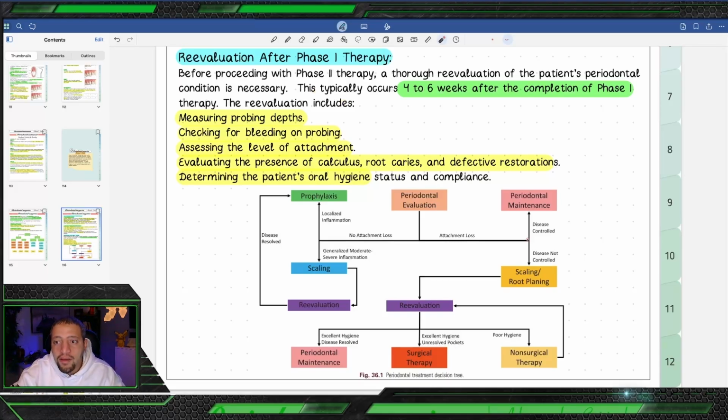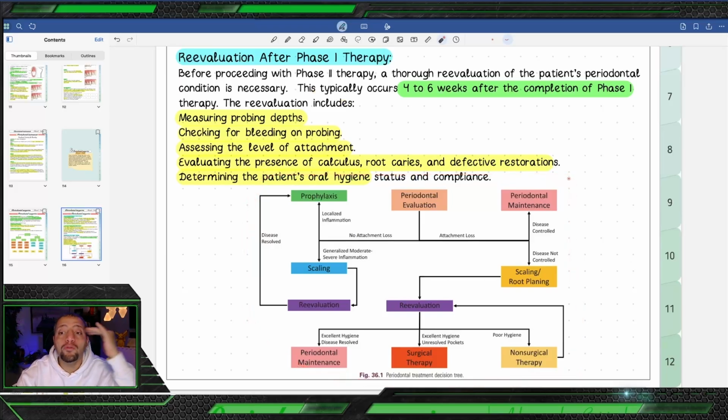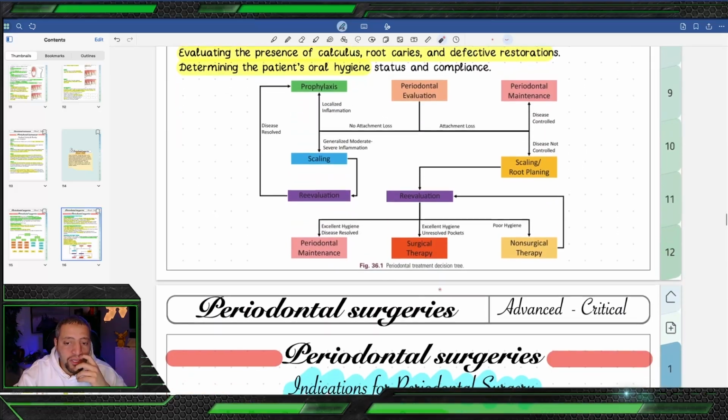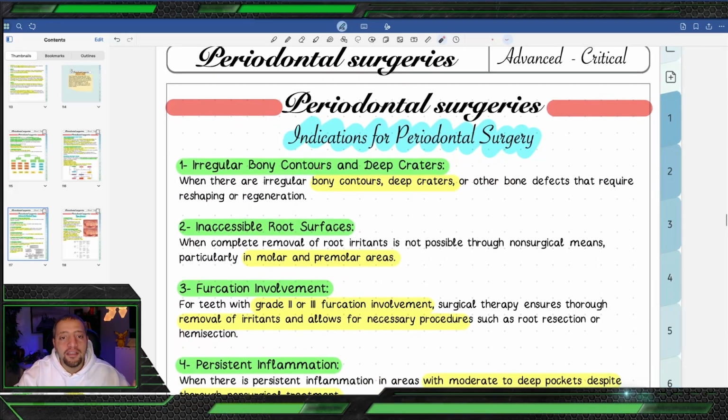Okay, this slide is important because I don't want you to dig deep inside the surgery without understanding when we do the surgery and when we don't do the surgery. This table is really, really amazing. So the indication for surgery: irregular bony contour or deep crater, or other bone defect that requires reshaping or regeneration.